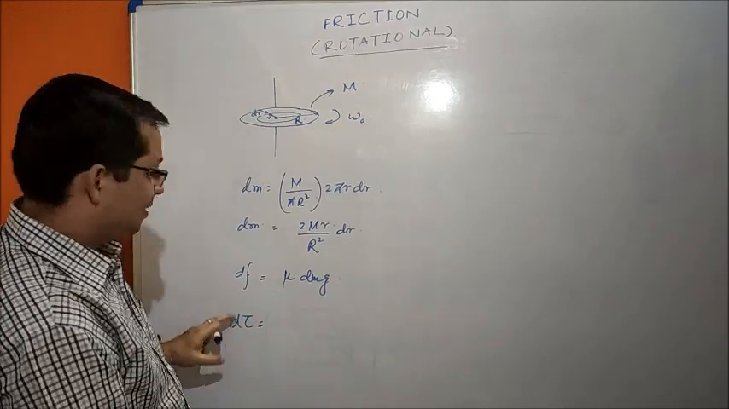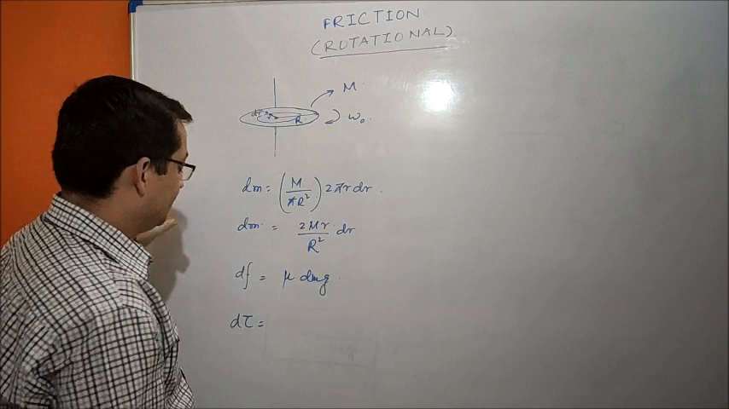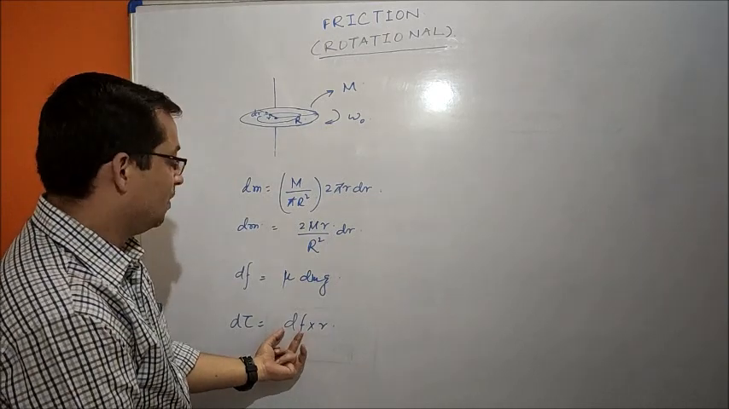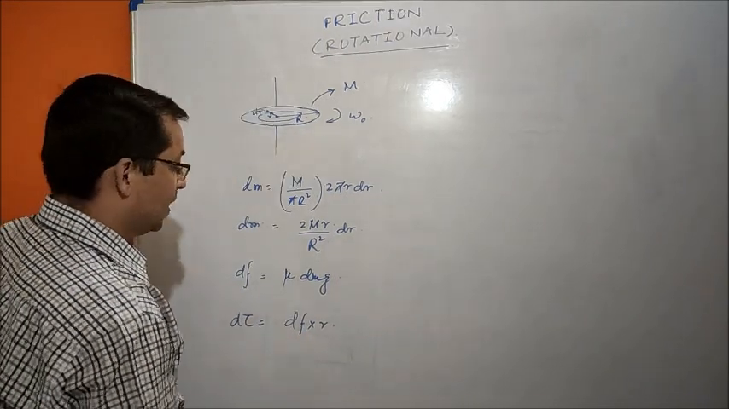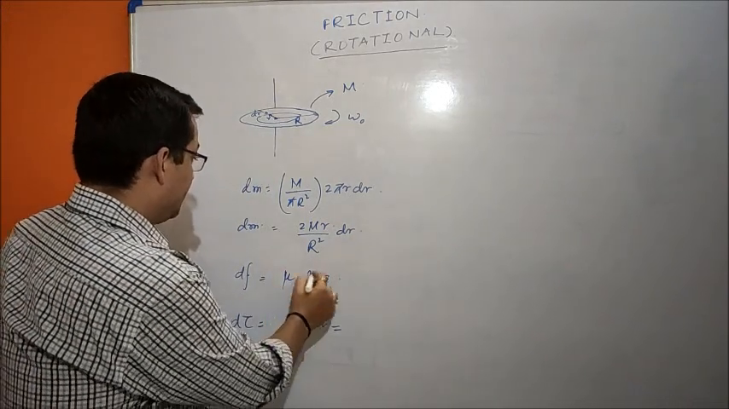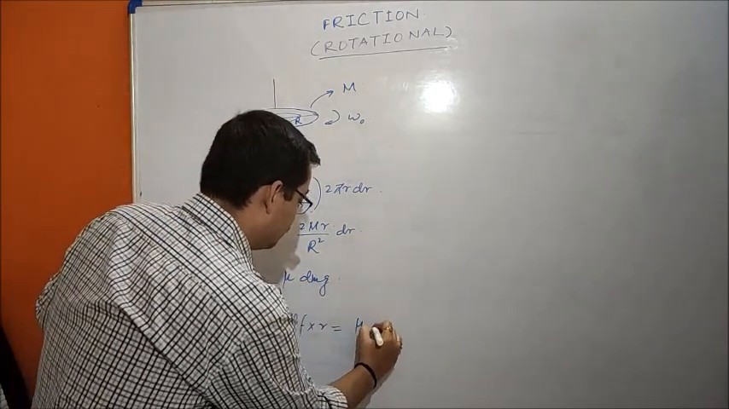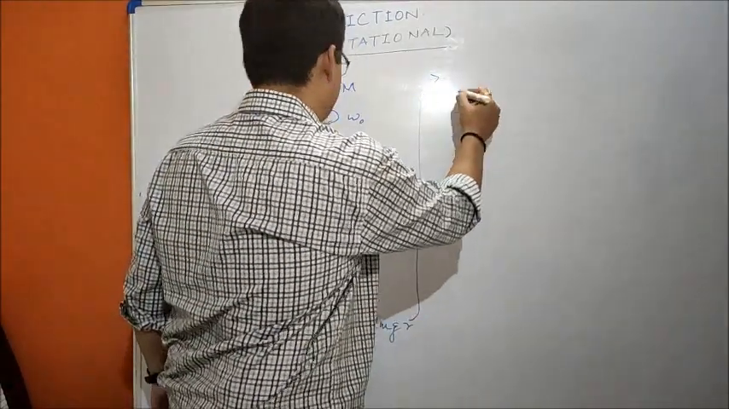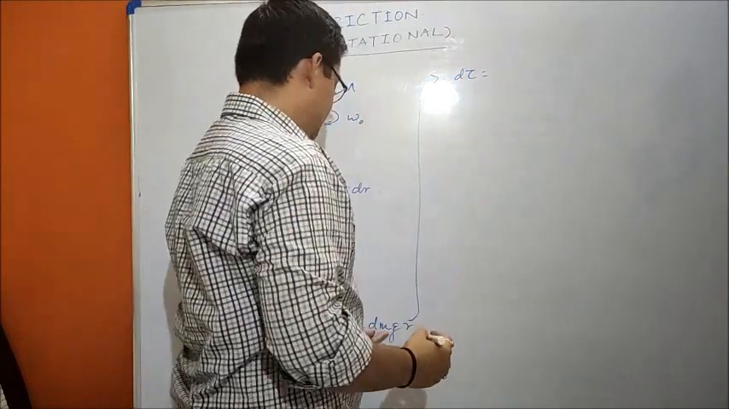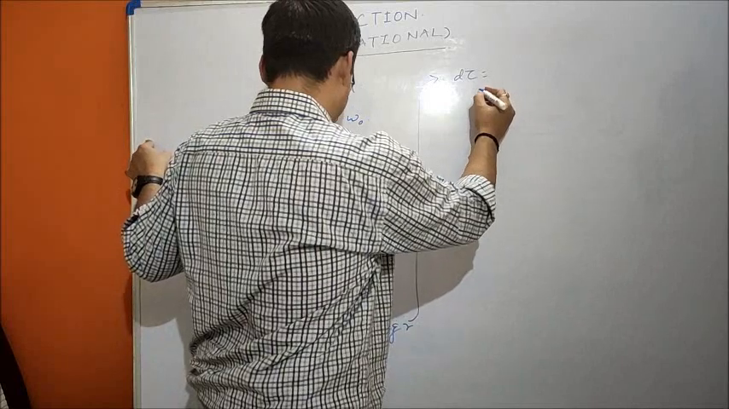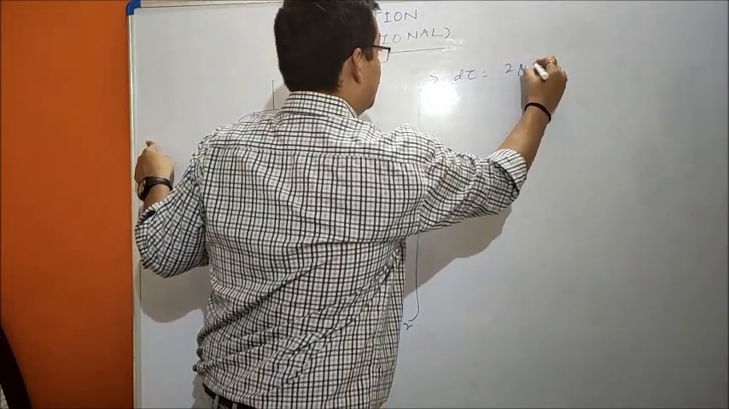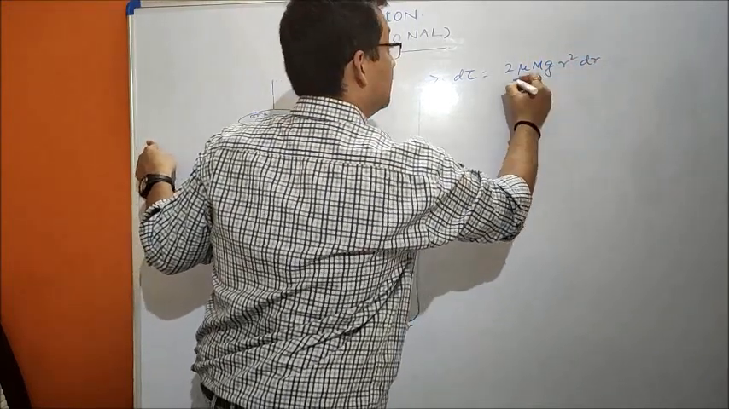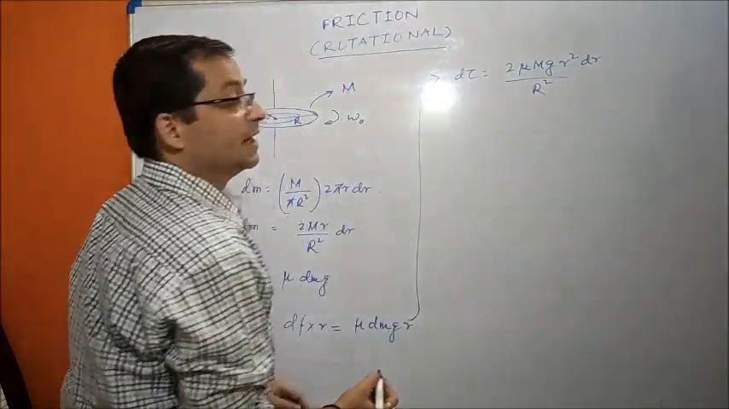Now the torque experienced by this small circular strip will be d tau, and that should be equal to df into r, right? So we know that torque is force into perpendicular distance, so this becomes df into r. So when you substitute this value of df in this, you will get mu dm g r, and this gives you d tau. When you substitute the value of dm from the previous expression, you get 2 mu m g r square dr by capital R square. This is the expression of d tau.